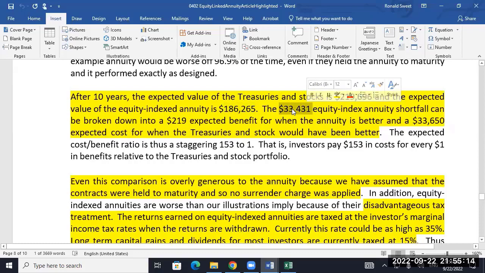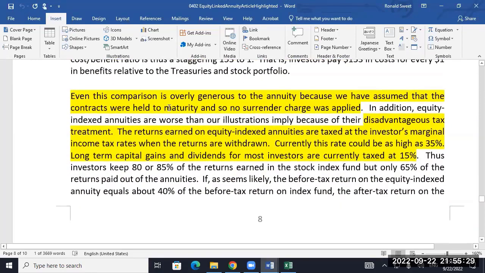The 33,000 equity shortfall was broken up: when the annuity did better, it was $219 better. When the stocks did better, they were $33,000 better. But that was overly generous because it assumed you held it to maturity. The stocks and bonds, you can transfer that around all you want pretty easily. This equity annuity, if you change companies, the company you change from is going to penalize you harshly for changing your mind. So that's another thing.